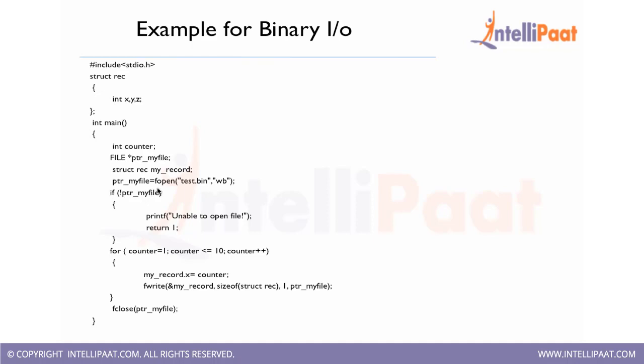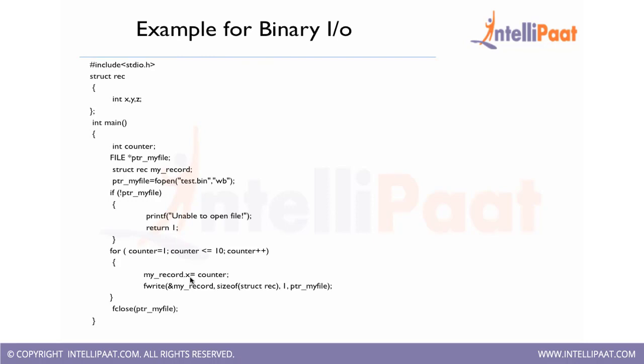So we are declaring a file pointer. File name is test.bin in a write mode. If not of file ptr my file, then what happens is that means there is some error in opening a file. So we can say unable to open a file, and we return from the program. We don't go further. In case we are successful in opening the file, we are just running a loop from 1 to 10.